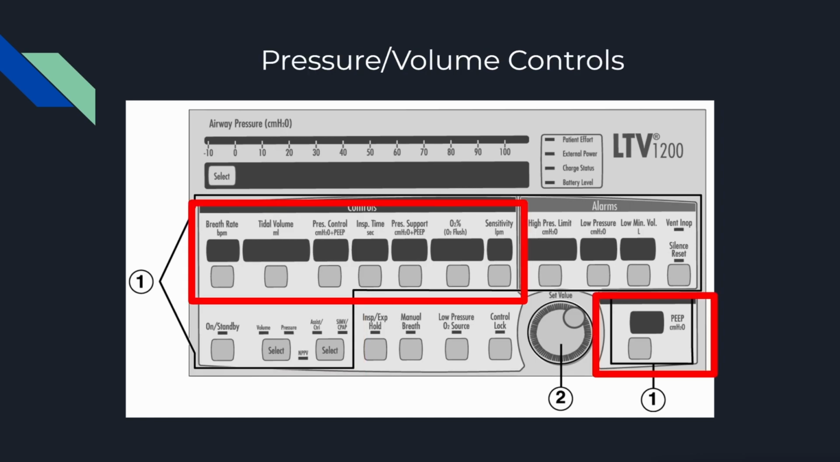Then, the areas that are now highlighted in red are where you change the actual settings for what is being delivered to the patient. So, everything from breath rate and tidal volume to pressures and oxygen amounts.